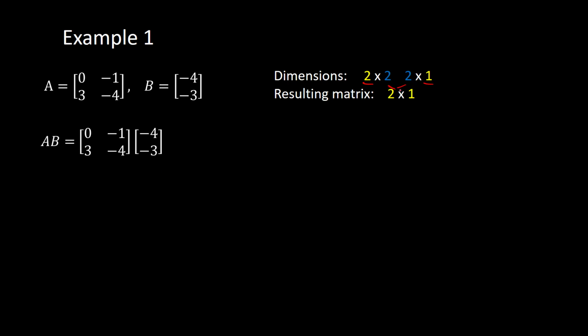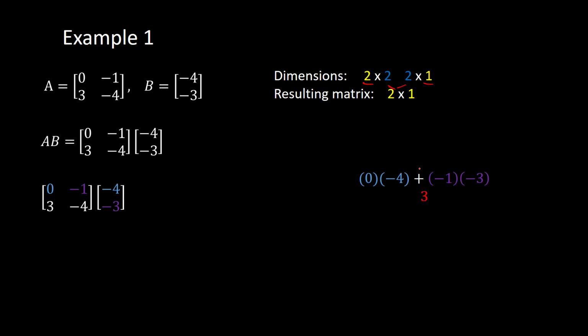Okay, so this one does work because we have the same number of columns in the first matrix as the number of rows in the second matrix. Now when you multiply, we're going to take this first row and multiply it by this first column. You take the first element of the first row, multiply it by the first element of the first column, and the second element of the first row, multiply it by the second element of the first column. So what I have is 0 times -4, and then -1 times -3. And then we add those together, and we're going to get 3.